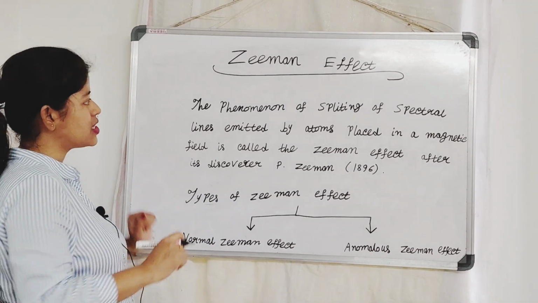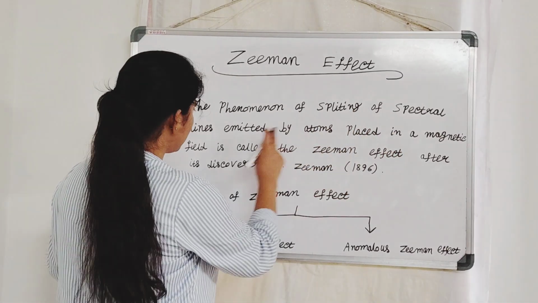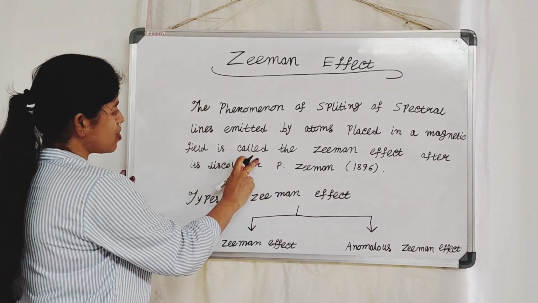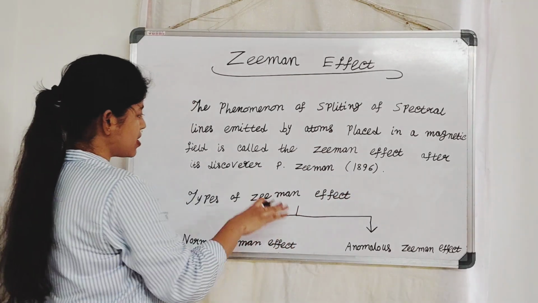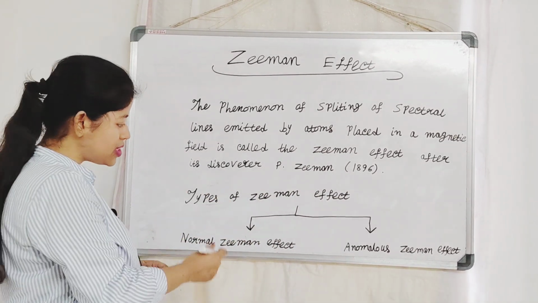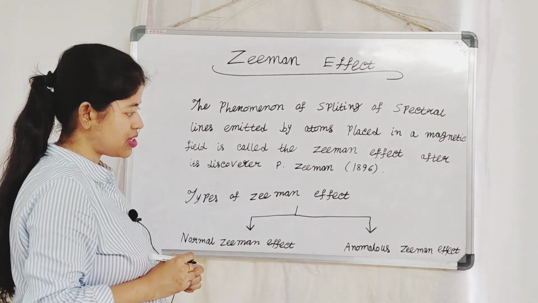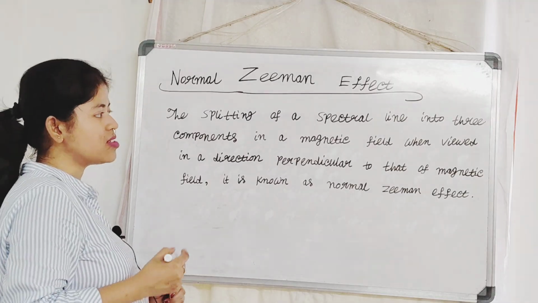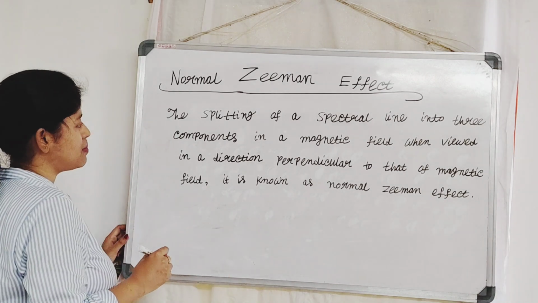So Zeeman effect, the phenomenon of splitting of spectral lines emitted by atoms placed in a magnetic field, is called the Zeeman effect after its discoverer P. Zeeman. There are two types of Zeeman effect, normal Zeeman effect and anomalous Zeeman effect. And today we're going to discuss about normal Zeeman effect.